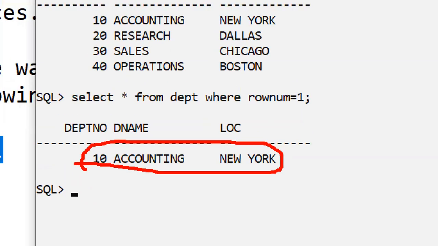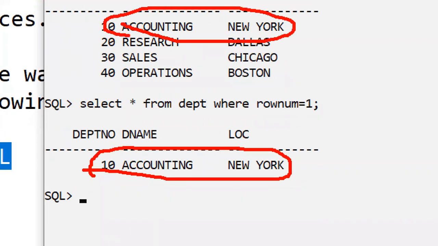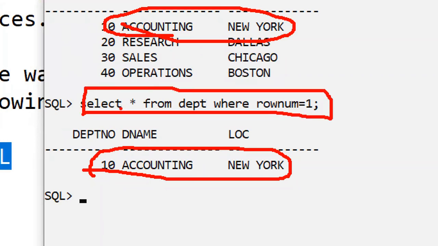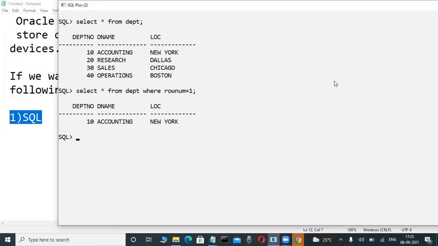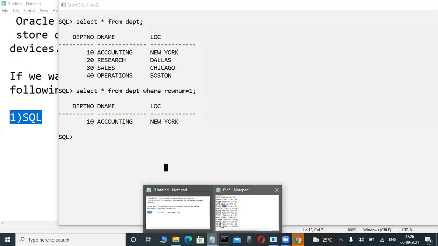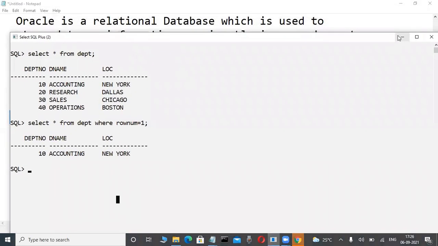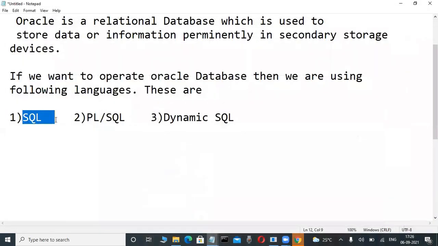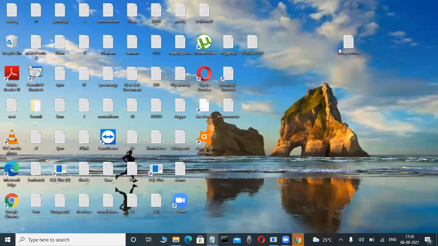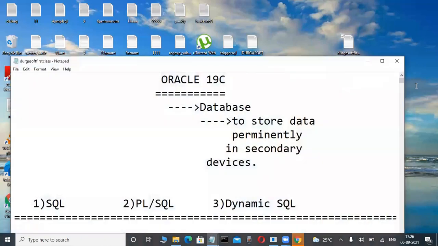Suppose in a company they ask for this row only, how can I miss it? We just write a single line of code. This is a non-procedural language. What is select, what is insert, what is update, what is delete? We are learning these types of things in the future. These commands are used in the SQL language. That's why SQL is a non-procedural language, Structured Query Language.